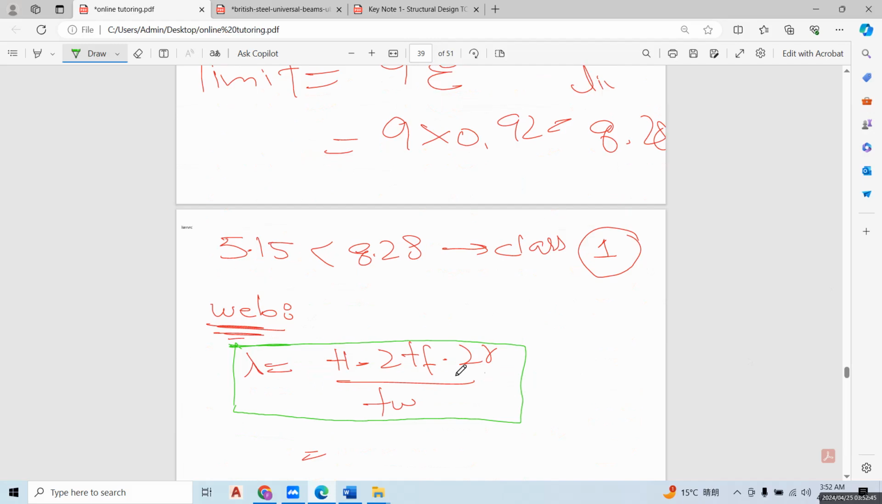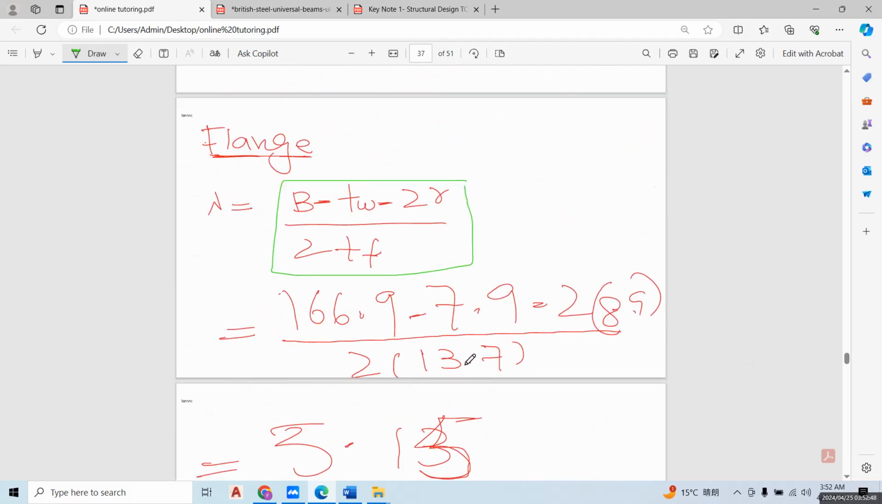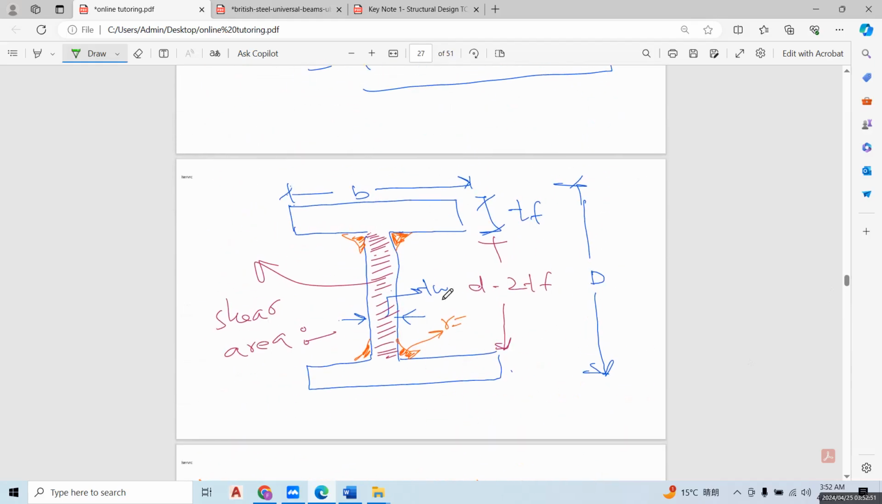You just need to remember this formula. It is not different: depth minus 2 times thickness of flange, and we just again subtract 2r. So this is your depth, and this is your thickness of flange and thickness of web. So what is the formula? Depth minus 2 times thickness of flange minus 2 times r, divided by thickness of web.